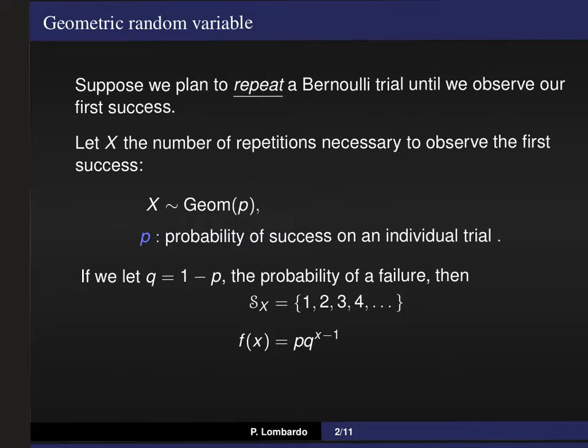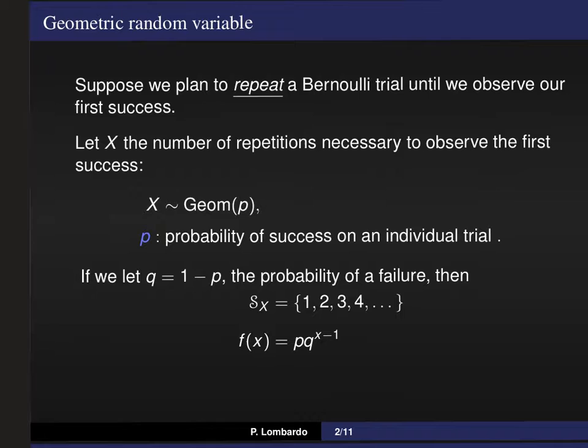Now, generally speaking, if we're counting the number of repetitions necessary to observe the first success, we have to have at least one repetition in order to see a success. So the first element in our space is 1. And then we could have 2, 3, 4, and technically this would keep going on forever. So we've seen a space like this before.